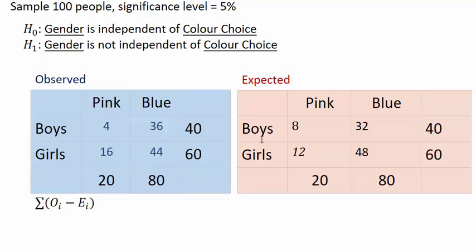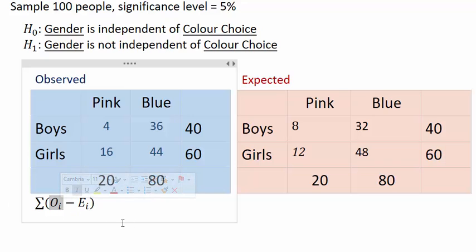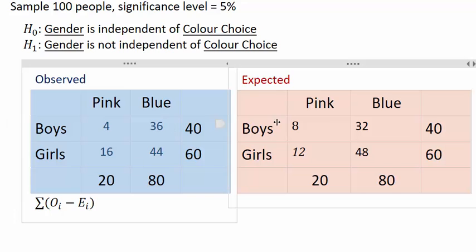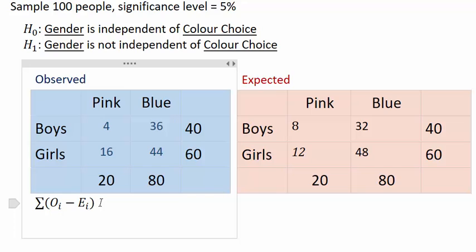So how do we measure the difference between these two tables? Well, what we could simply do is take the observed number, 4, and subtract the expected number, 8, and do that for all 4 positions. So that is observed 1, 2, 3, and 4, and expected 1, 2, 3, and 4. And we could add that up, and that is a measure of the difference between these two tables. The problem with that is that some of them are negative and some of them are positive. It'll cancel out. So to avoid the cancelling out problem, we square it. That's where the chi-squared comes from.